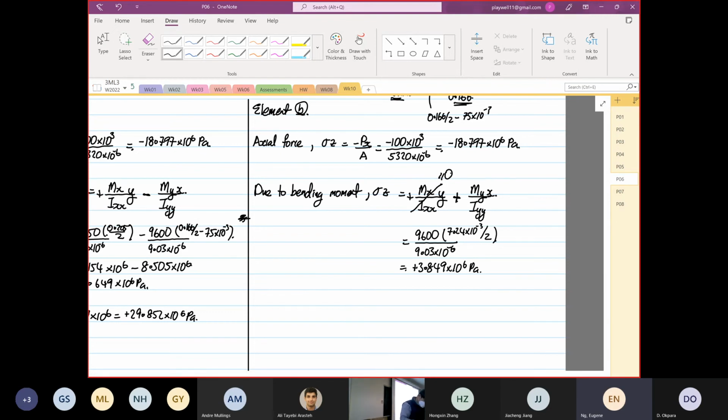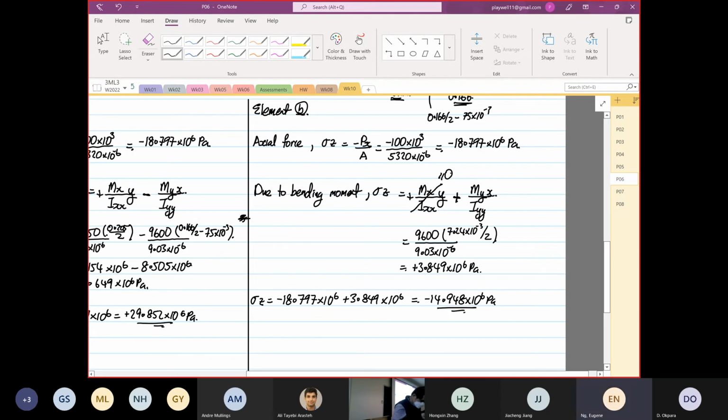Okay, so from here, stress Z is equal to minus 18.797 times 10 to the power 6 plus 3.849 times 10 to the power 6. So this is equal to minus 18.797 to the power 6 plus 3.849 to the power 6, which is equal to minus 14.948 times 10 to the power 6 Pascal.